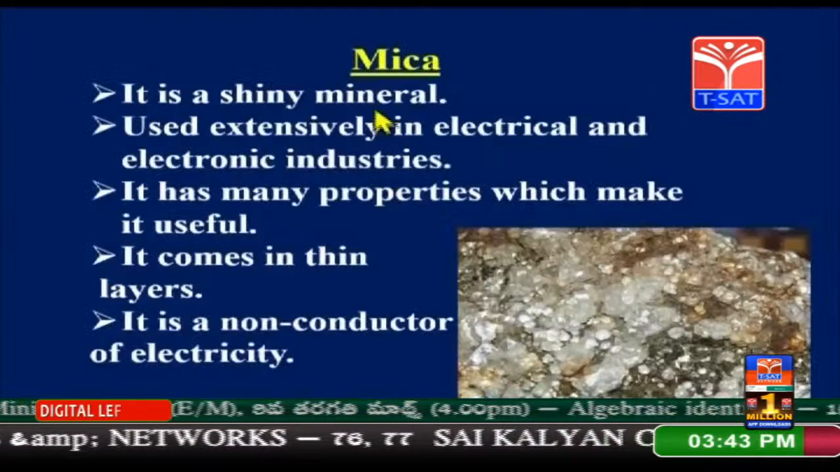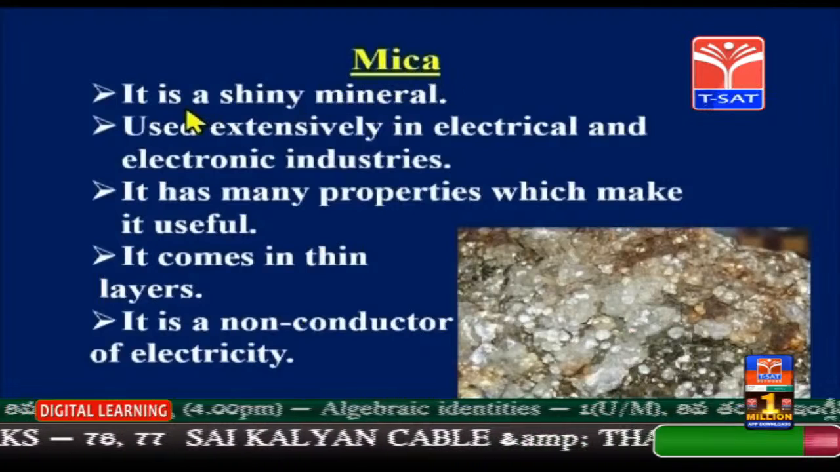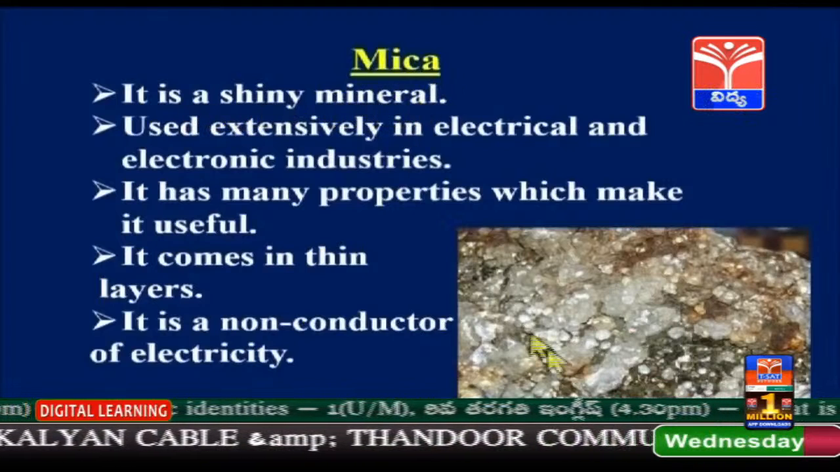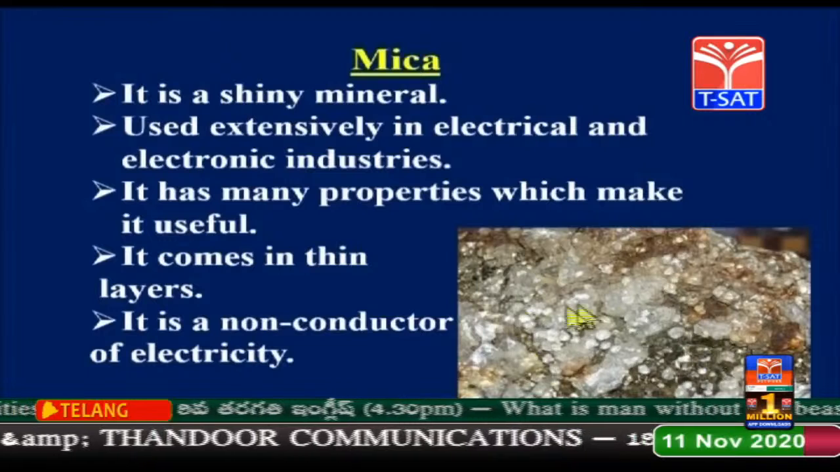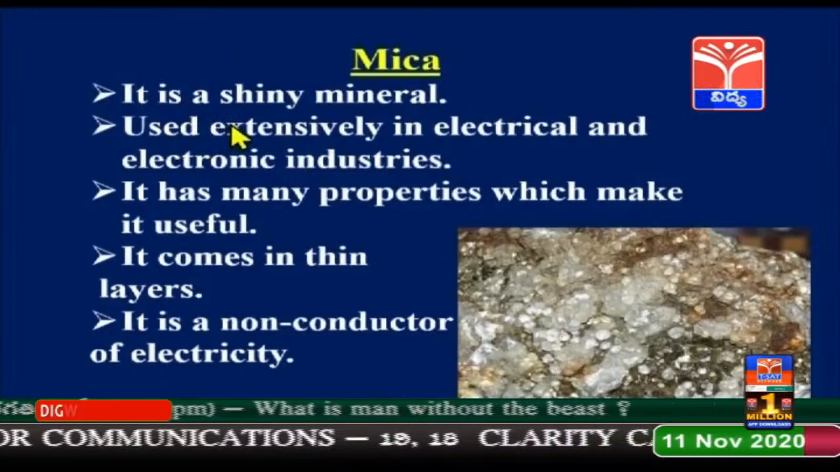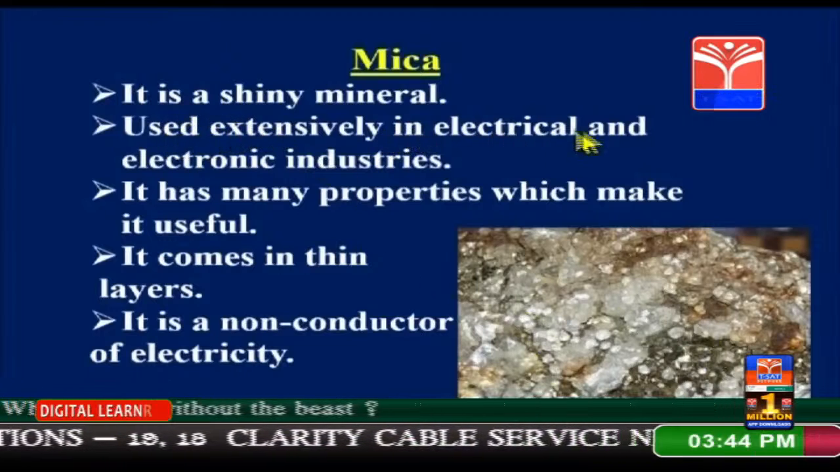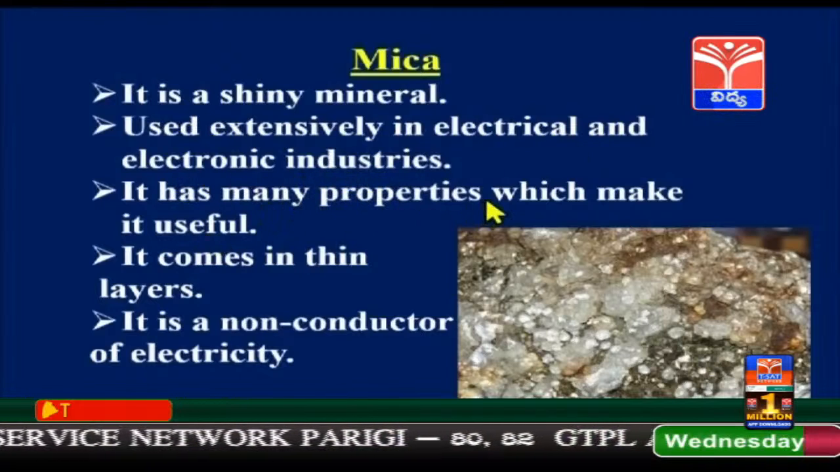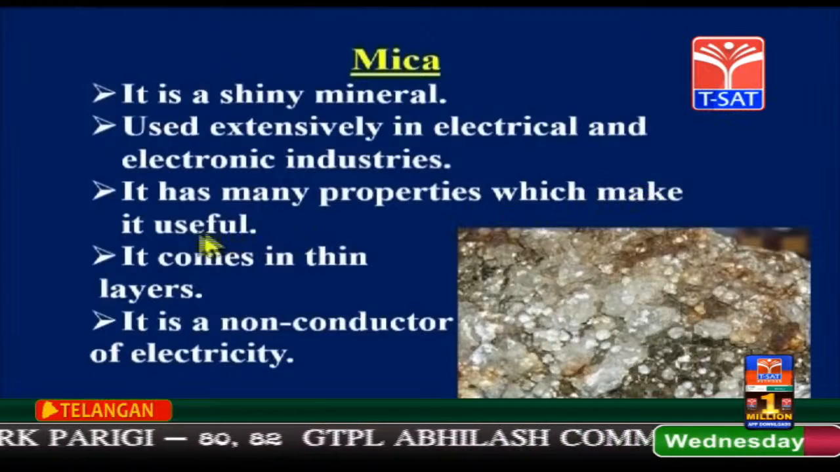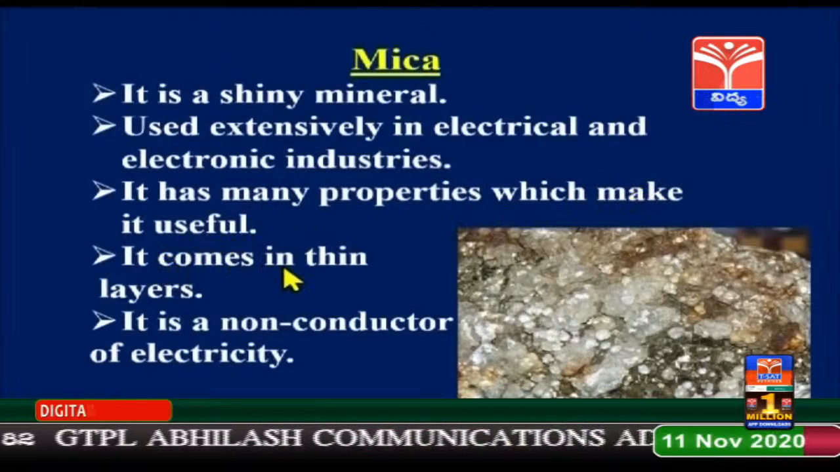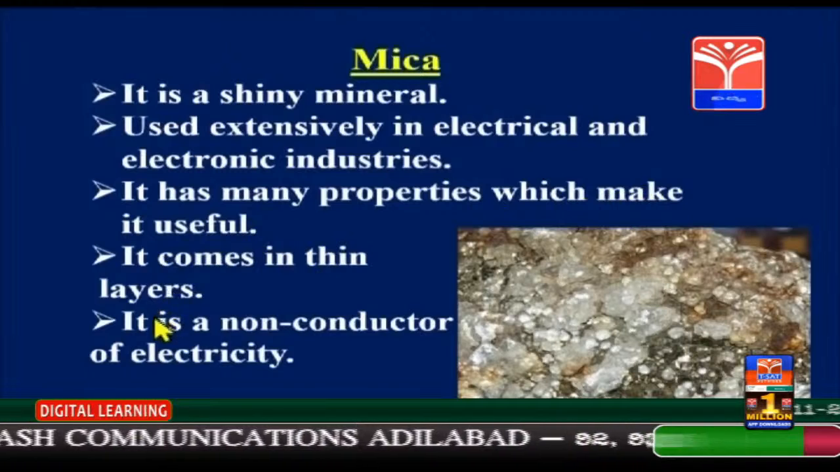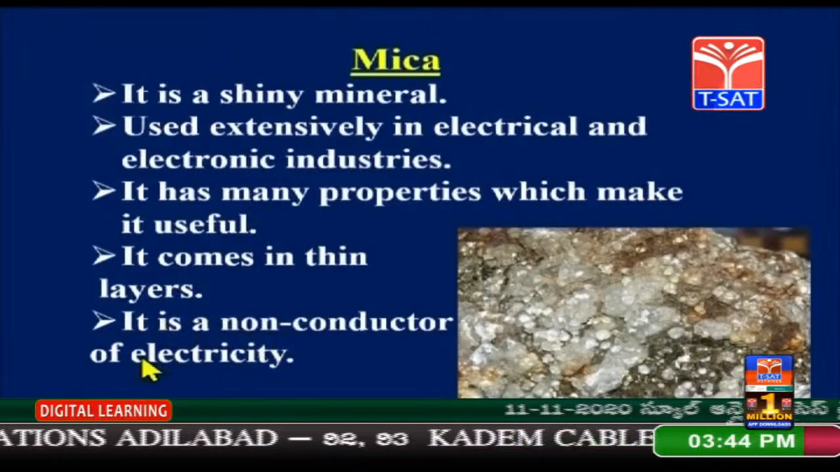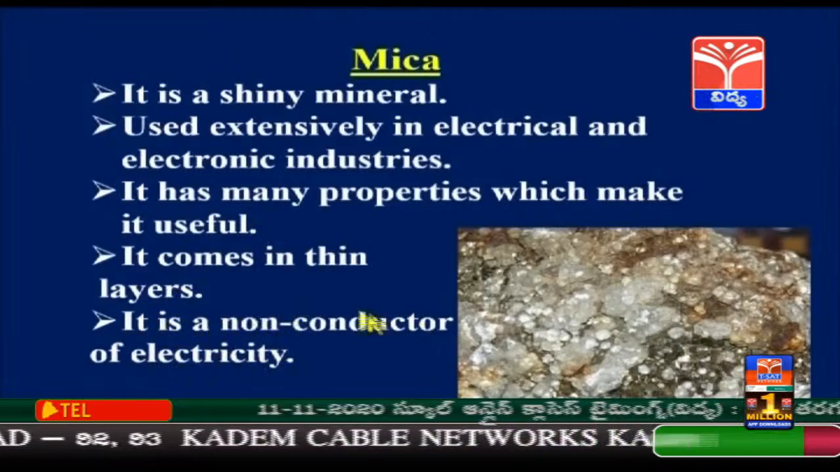Children, now let us study about mica. Mica is a shiny mineral. You can see the picture here. Is it not shining? Yes. It is extensively used in electrical and electronic industries. It has many properties which make it useful. It comes in thin layers and it is a non-conductor of electricity. Means electricity cannot pass through mica easily.